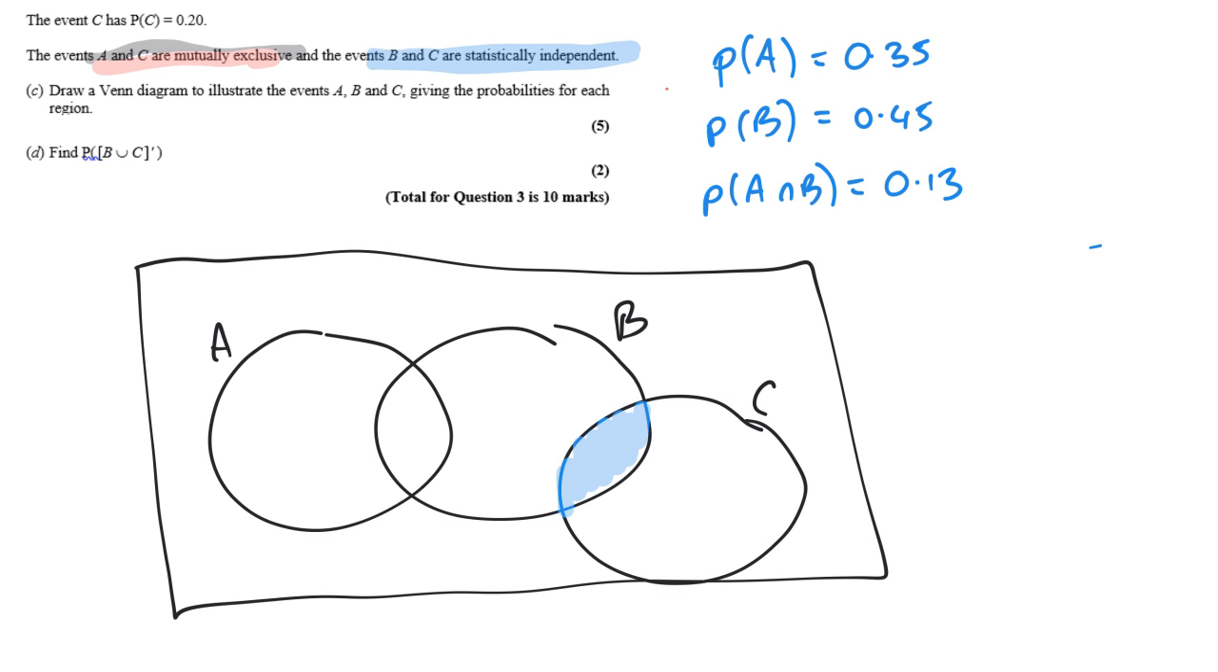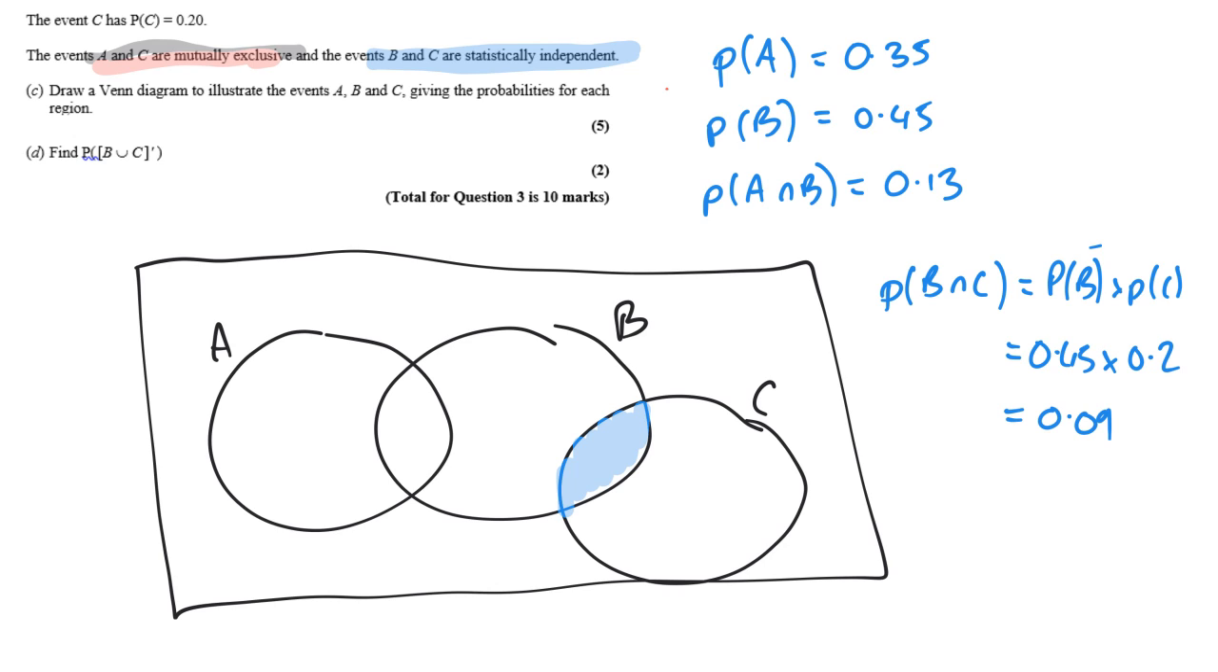The probability of B and C is equal to the probability of B times the probability of C, which gives me 0.45 times 0.2, which is an 18th, I think. No, something like that. I'll work it out. Turns out it's nothing like an 18th. It's 0.09. So I'm going to fill that in, 0.09. Well done, 1 mark.